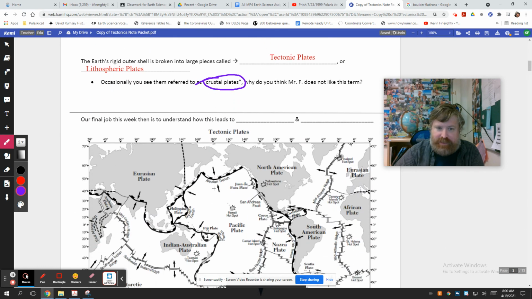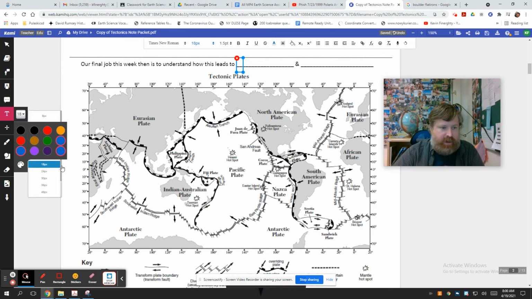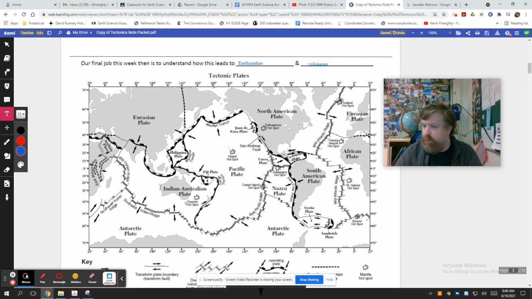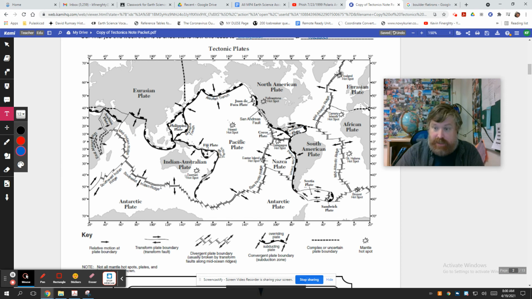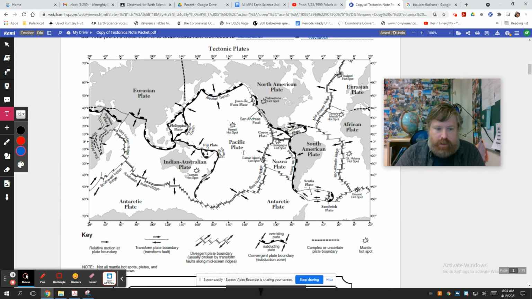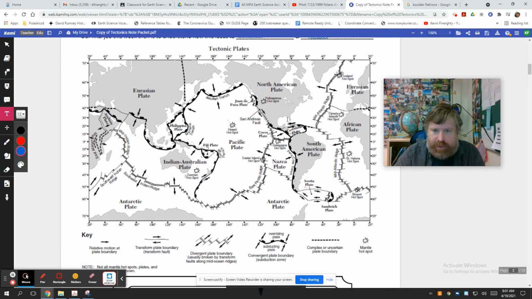Tectonic plates, lithospheric plates. Okay, so our final job this week and what you'll do in the lab that begins momentarily is to figure out how this all leads to earthquakes and volcanoes. All right, so here's a map from your reference table that I'm not going to go into detail on because you need it in the lab. That is available right in your reference tables if you want to make a note of which page. Page 5. All right, and it's got all the stuff that we need. Again, I'm not going to make a big deal out of this right now. You're going to figure out where volcanoes and earthquakes take place in that lab.